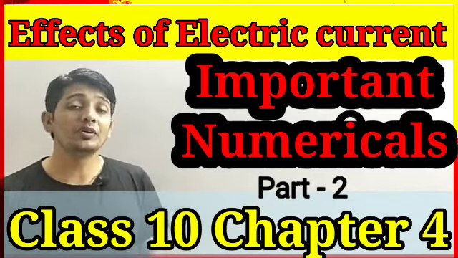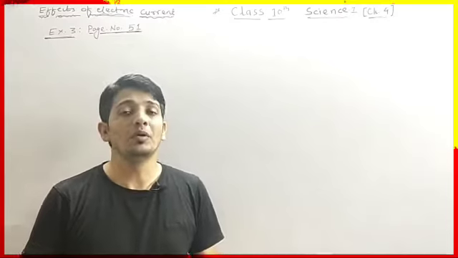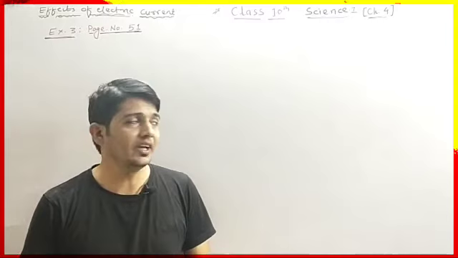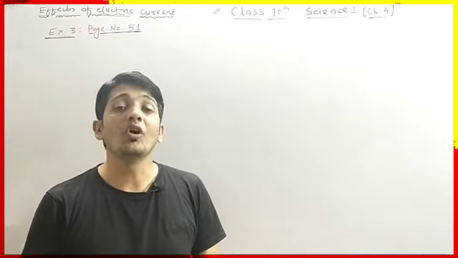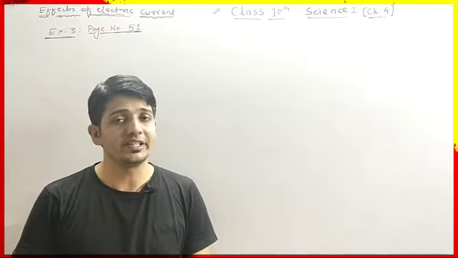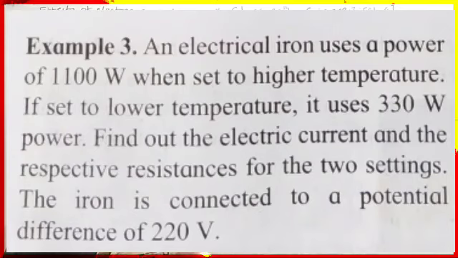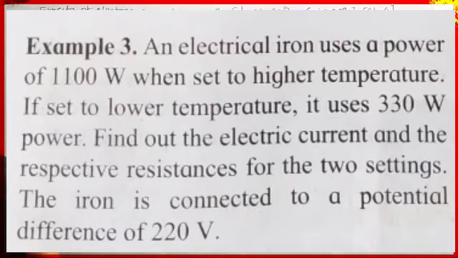So today we are going to understand the new solved problem of our chapter called Effects of Electric Current. It is part of our paper 1 of science. The third question says an electric iron uses a power of 1100 watt. It is the power of the iron.